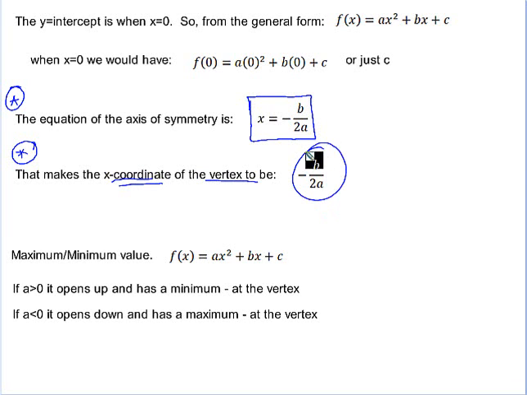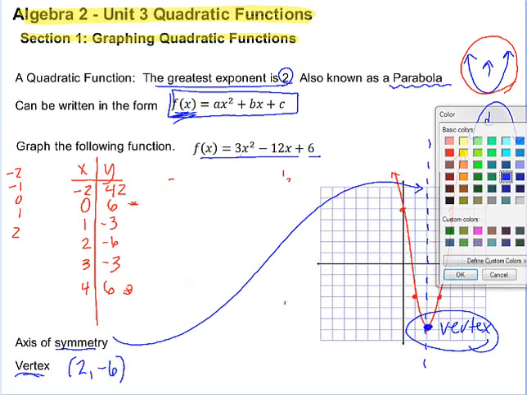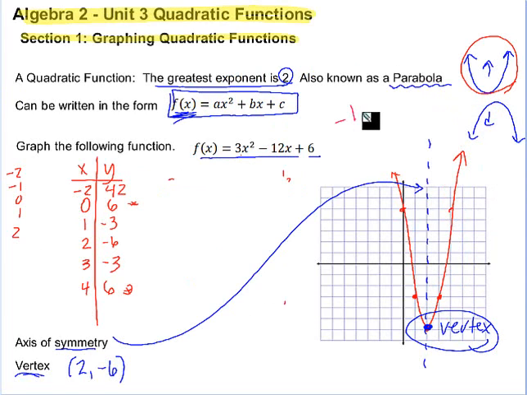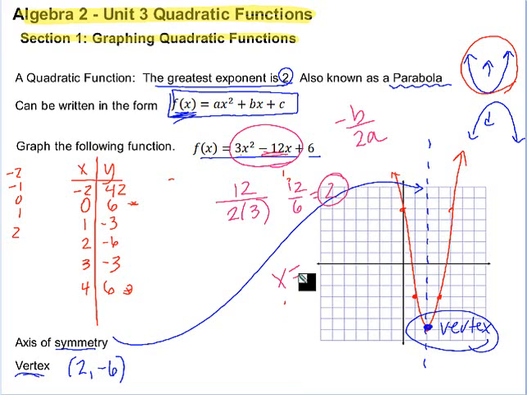So let's just check that with our previous example. We just saw that the axis of symmetry would be -b over 2a. Well, looking at this equation, -b would be a +12 over 2 times a is 3. So 12 over 6 is 2. Well, x equals 2 should be the axis of symmetry, and sure enough, that is our axis of symmetry, x equals 2. x equals 2 should also be the x-coordinate of our vertex, and lo and behold, the x-coordinate of our vertex is 2.